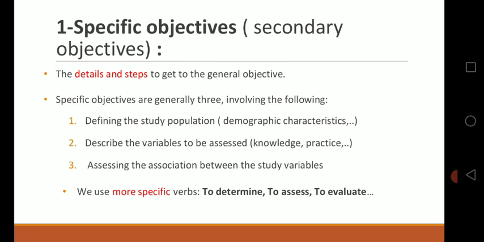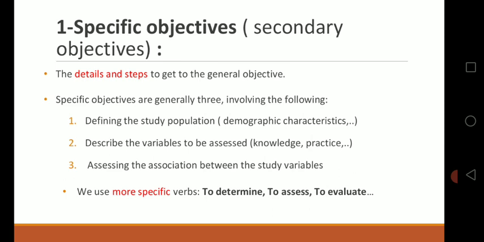دايما بتكون the first objective في specific objectives هو descriptively اللي هو your population أو your study subjects. okay. The second specific objective generally بكون describing the variables to be assessed.